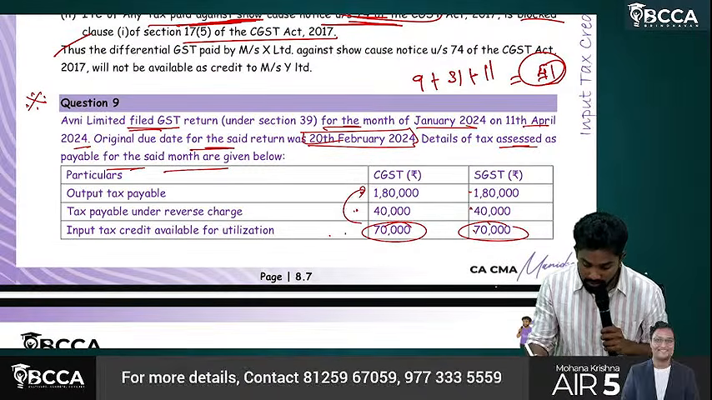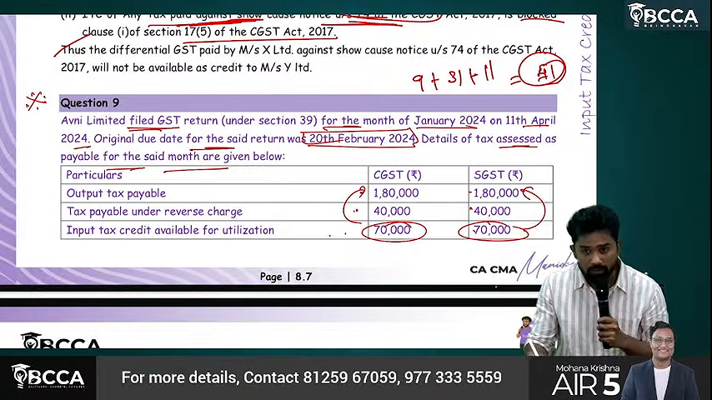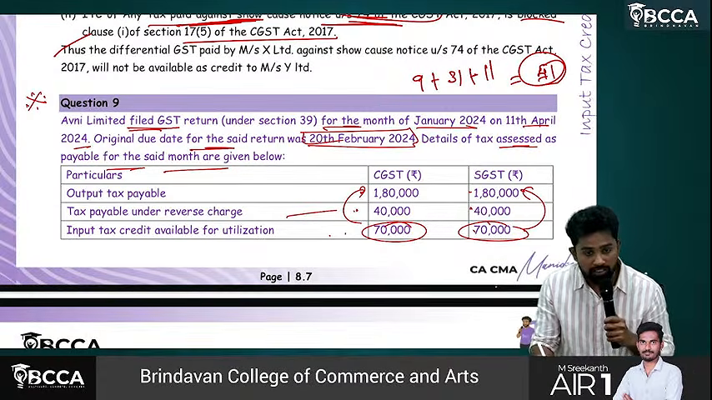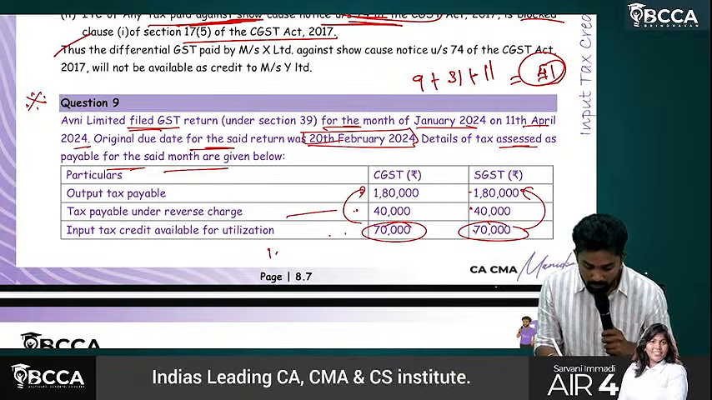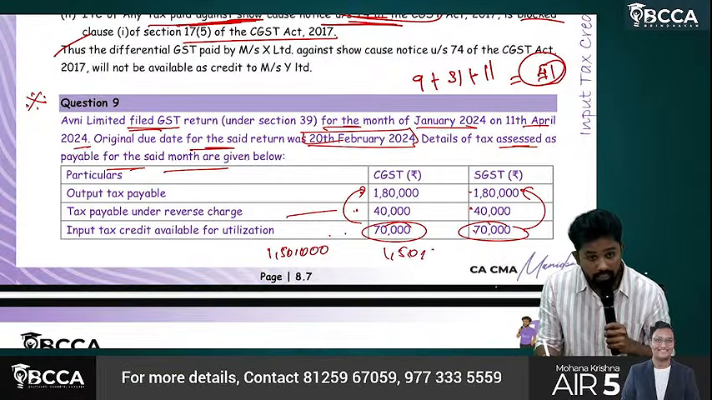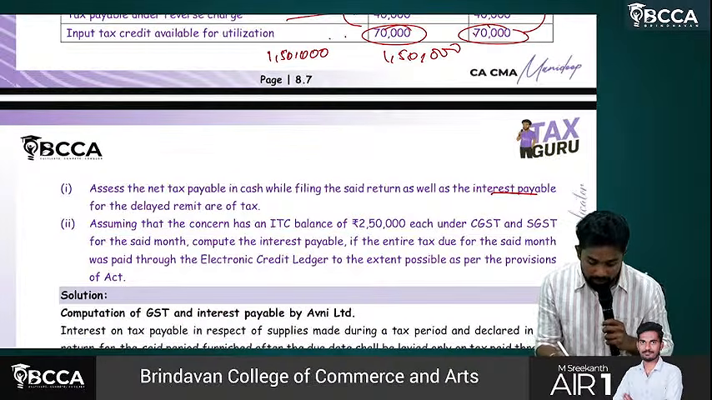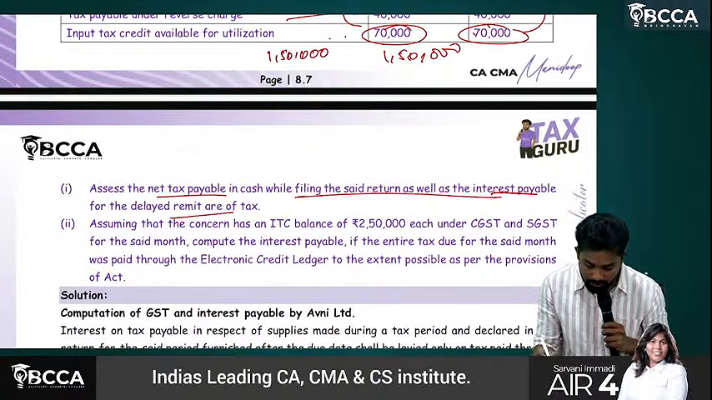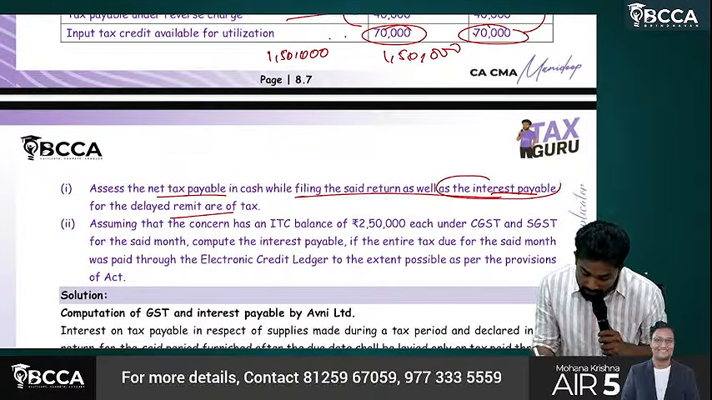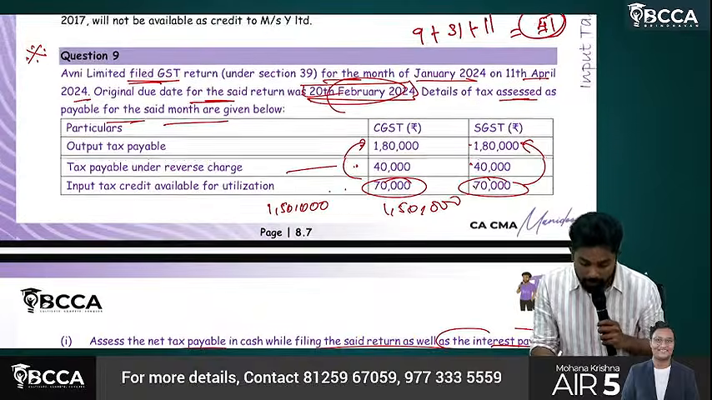So if you adjust here, how much is still payable? 1,10,000. Plus RCM, how much is there? 40,000. So total how much is still payable, sir? 1,50,000 is still payable. By when? 20th February. But assess the net tax payable in cash, as well as the interest payable for the delay in remitting the tax.